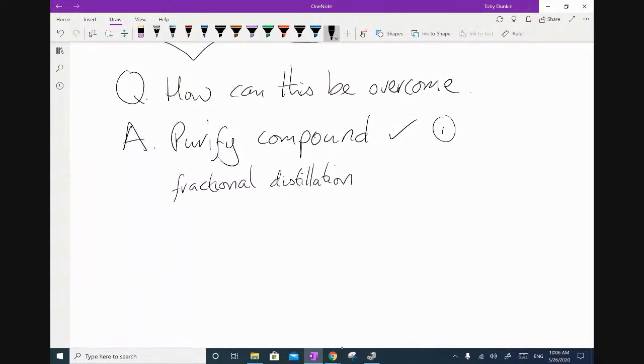Possible. If it's liquids, possible. Yeah. Could also use chromatography. I'm actually going to say column chromatography now, folks. Column chromatography. By the way, if you actually put chromatography, they'll give it to you.